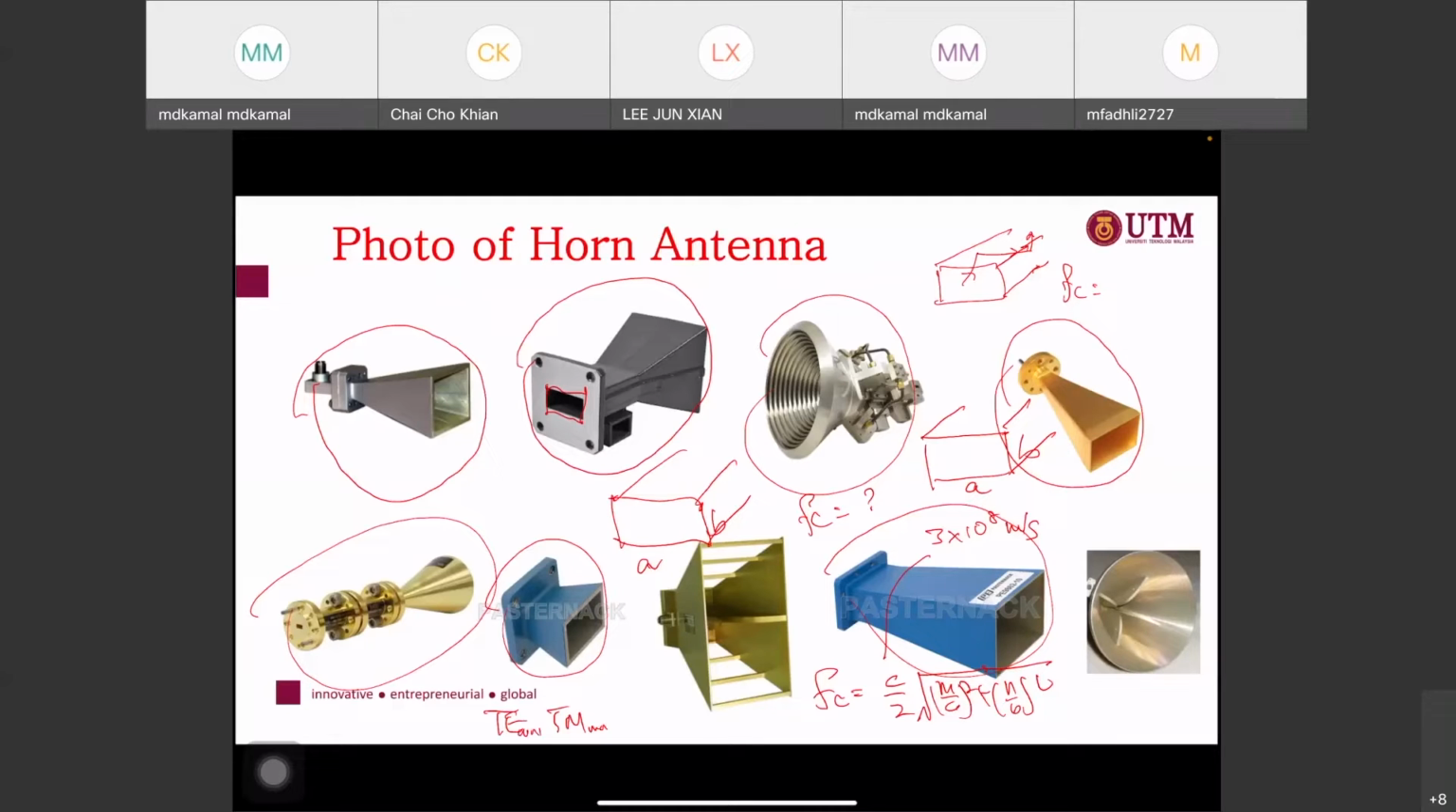Okay, so usually if you want to determine the cutoff frequency for this particular rectangular waveguide, we consider the dominant mode. The dominant mode is what we call TE10 here. So TE10 is the dominant mode. What is meant by the definition of the dominant mode here? Eng Zong Ying, what is the definition of the dominant mode for the waveguide?